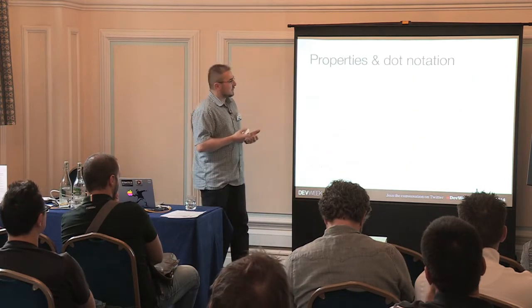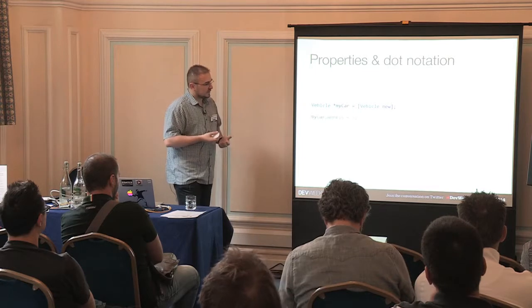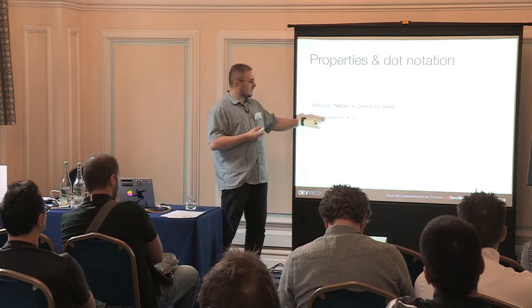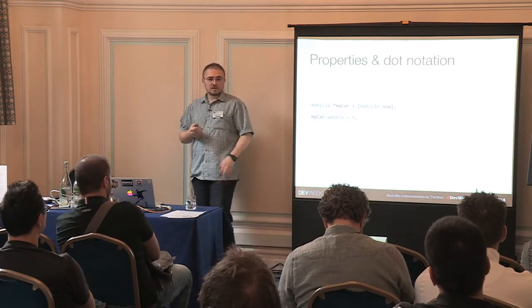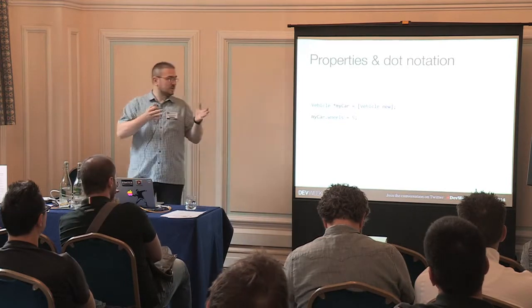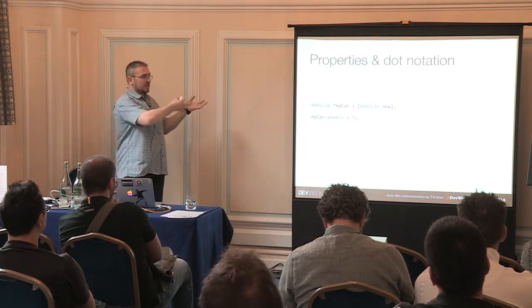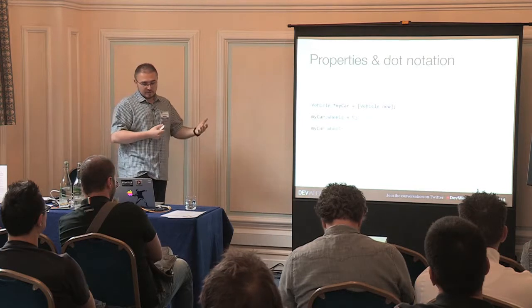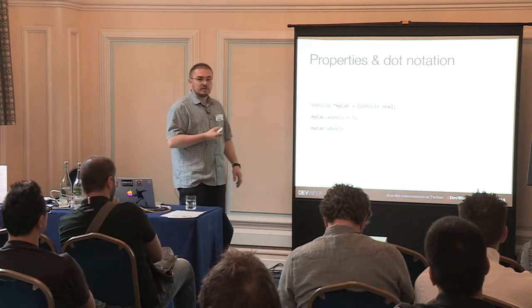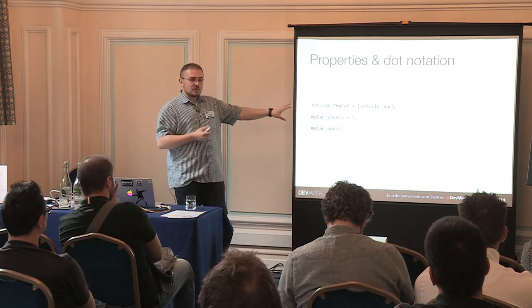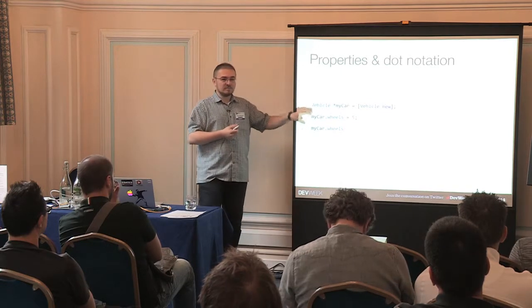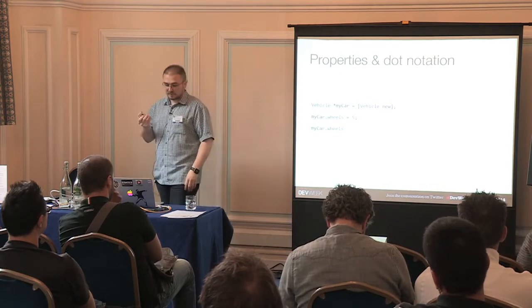So why do you want to use it? Well, you want to do things like this. You can say myCar.wheels equals 5. That assigns 5 into the wheels property, which will assign it into the instance variable. And in the same way, you get them out with the dot notation. That looks similar to structures in C, right? That's how you access things from a structure in C.